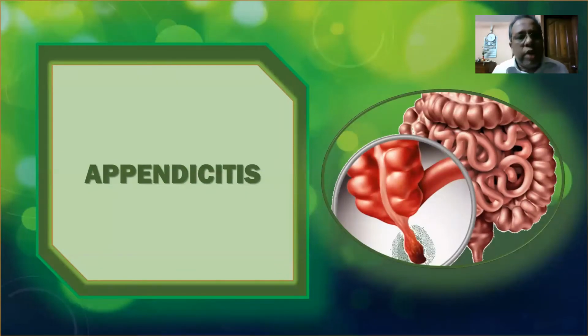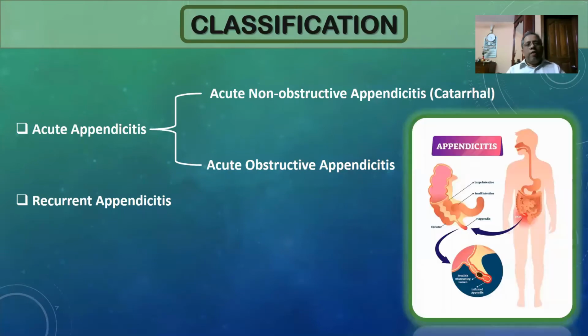So we discuss appendicitis. There are two varieties: acute appendicitis and recurrent appendicitis. In older books, they have written various types: acute, subacute, and chronic appendicitis. In very old editions of books it is written there, but in new editions there is only acute appendicitis and recurrent appendicitis.